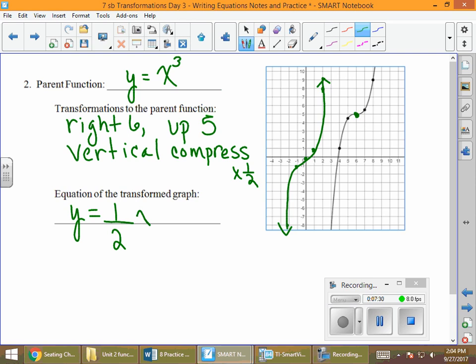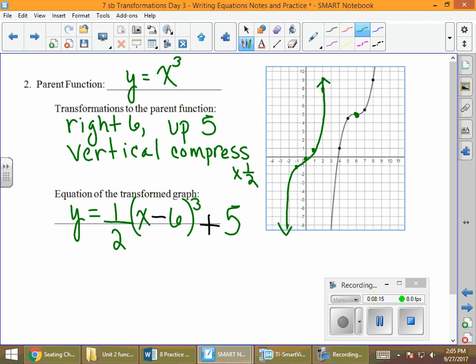And then we've got our x cubed. But we're moving the graph right again. And when we move the graph right, we're going to not add, but subtract 6. That's going to move our graph to the right. Don't forget to put the cube. But the right and the left are going to be inside the function. And then finally, we're going to have up 5. That's outside the function. And that is going to be the plus 5.